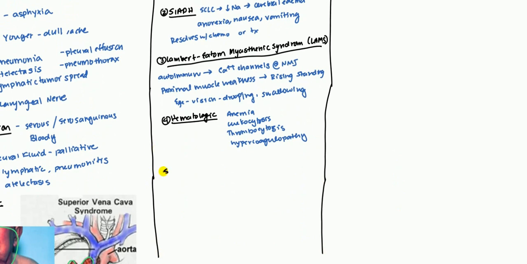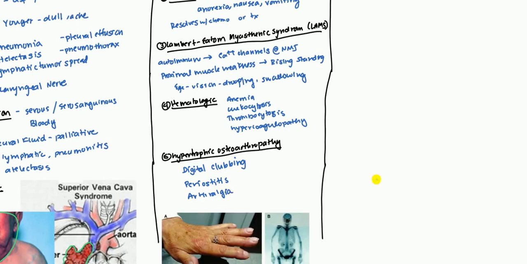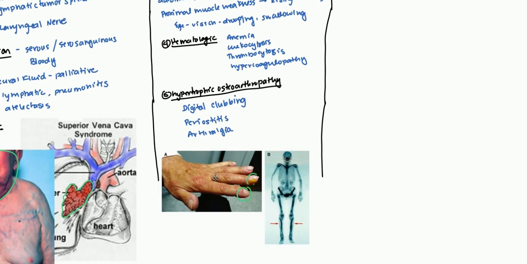Another condition that's possible to get is hypertrophic osteoarthropathy. And so this is a triad of symptoms that you'll get. The first one is going to be digital clubbing. So you get clubbing of the fingers. You can also get periostitis. And it's also common to get arthralgia. So they'll get arthritis and joint pains. So here is a picture here. You can see you have the clubbing of the fingers, and then there's the bones on the bone scan. There you can see that you have periostitis of the tibia there. Okay.